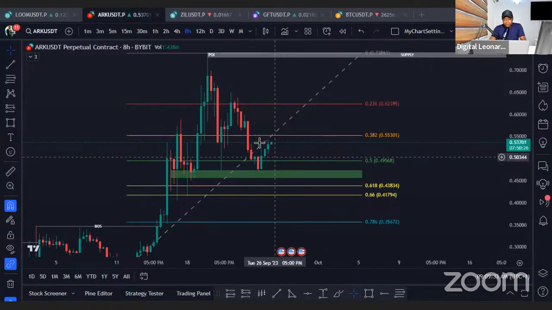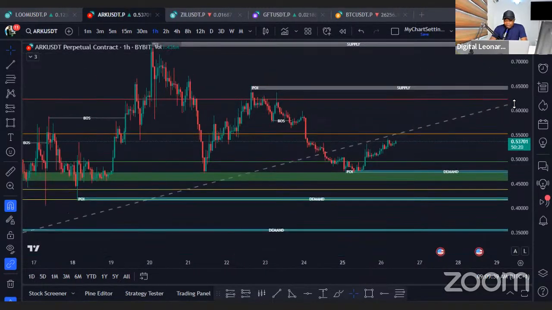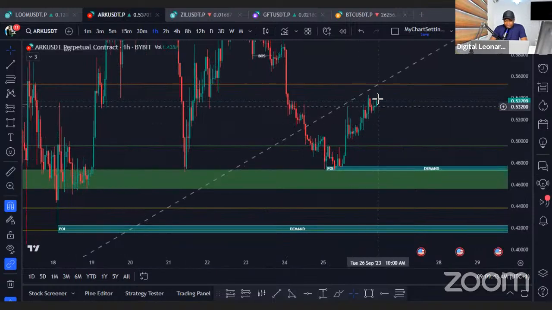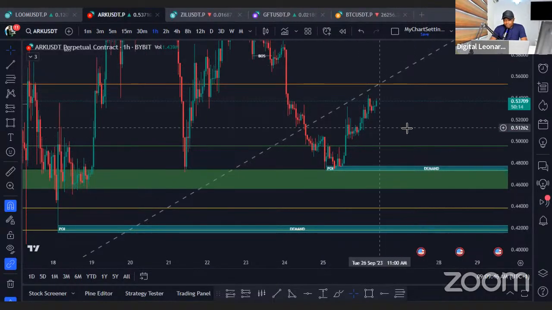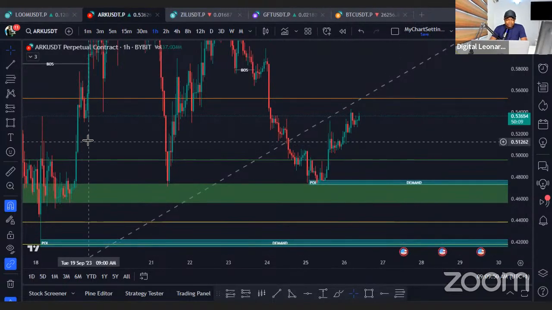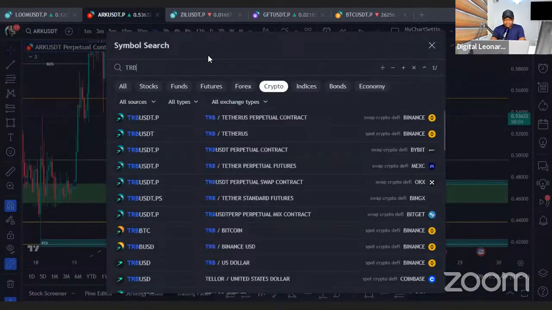And then for this token, I wait for a pullback and I take a trade to the upside. With this support here, if we do pull back down here, I'll take trades to the upside. That's what I'll be waiting for. Or if we do break down, then take trades to the appropriate side. Okay, so let me go back to my TRB, see what's happening there.